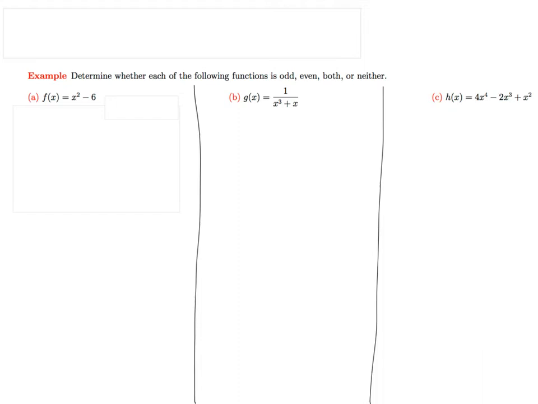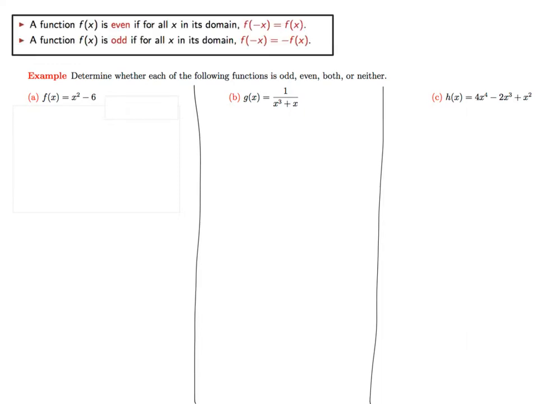In this example, we have three functions in a, b, and c, and in each case, we want to determine whether the function is odd, even, both odd and even, or possibly neither odd nor even. And so just recall these, how we check these conditions for even and odd in general.